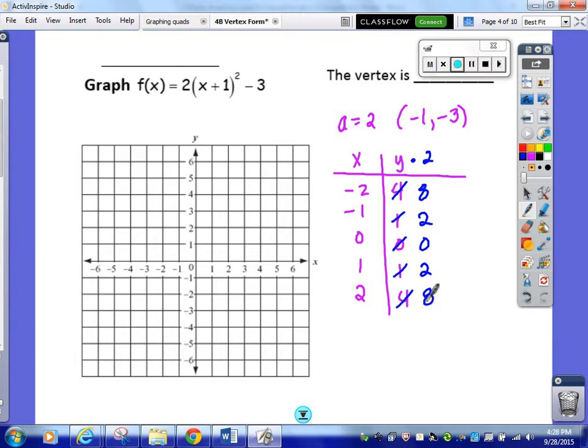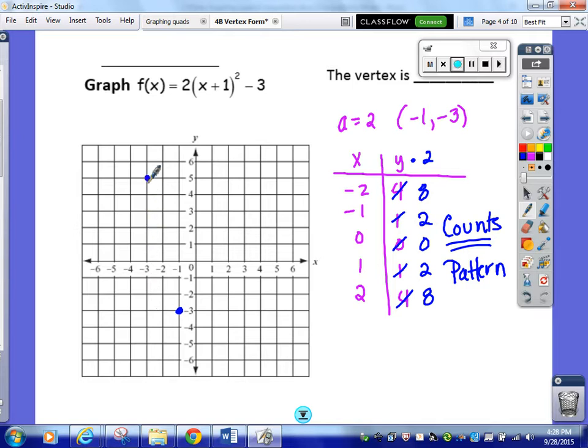However, this time my vertex has moved. My vertex now is at (negative 1, negative 3). So this is where I'm going to start counting from. These are not points anymore, they're counts. It tells me my pattern, and that's the key to all of this. So from my vertex, I'm going to go left 2, up 8.